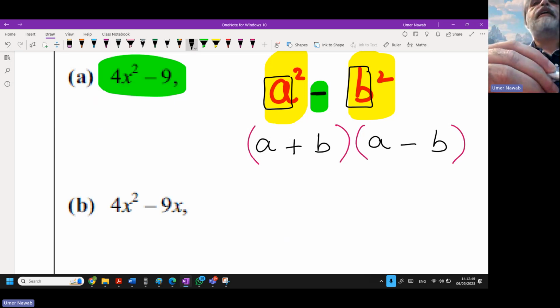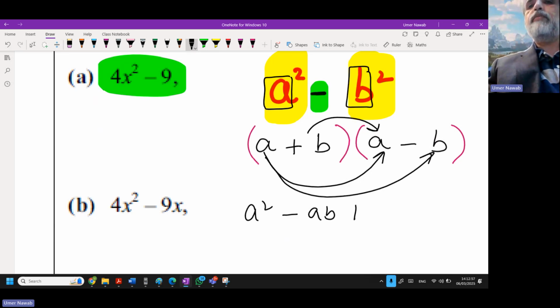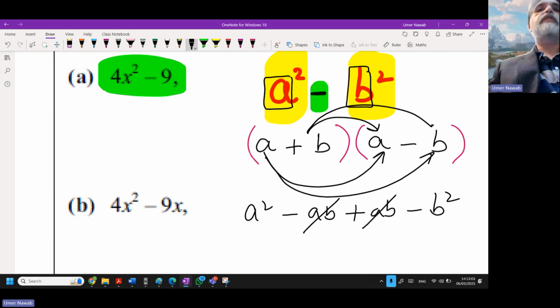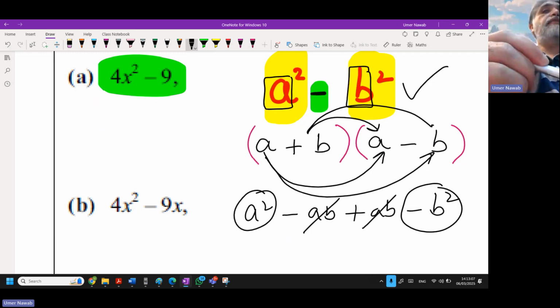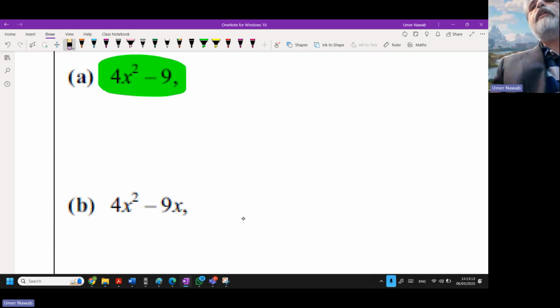If you want to check, is my answer correct? A times A gives you A squared. A times minus B gives you minus AB. B times A gives you plus AB. And minus B times plus B, I mean B times minus B, is giving you minus B squared. And both of these middle terms will be cancelled. Your final answer is A squared minus B squared, which is the same thing as the original expression I wrote. So guys, what did we learn? We learned how to do difference of two squares.